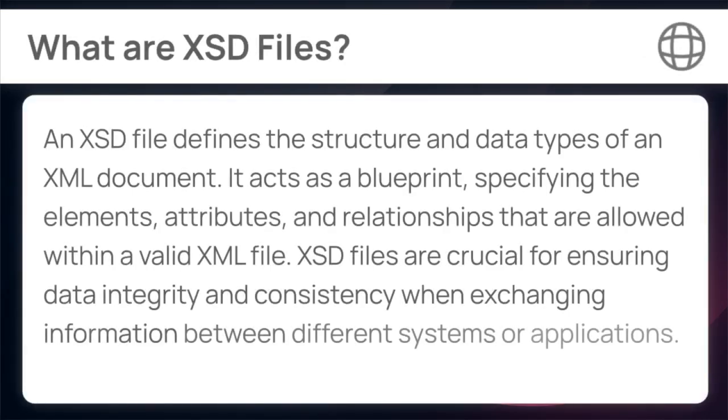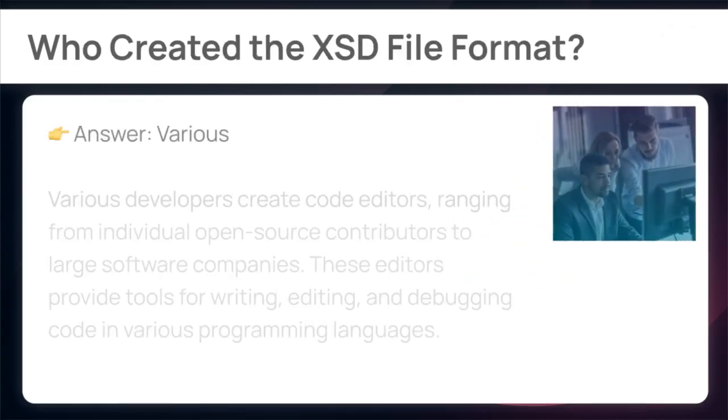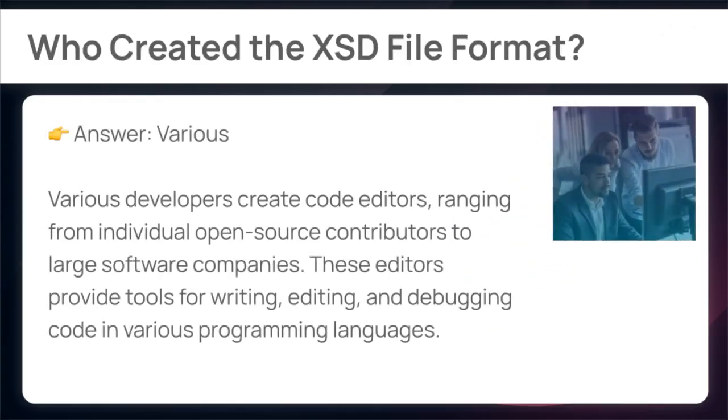An XSD file defines the structure and data types of an XML document. It acts as a blueprint, specifying the elements, attributes, and relationships that are allowed within a valid XML file. XSD files are crucial for ensuring data integrity and consistency when exchanging information between different systems or applications.